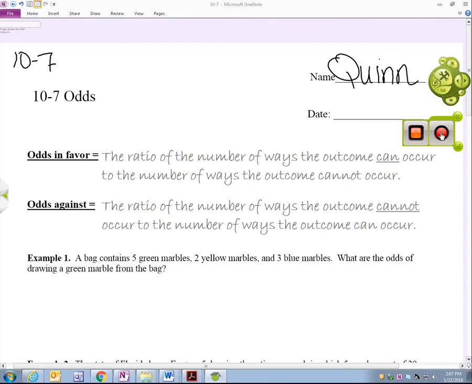A dot or a slash? You're thinking of the colon, possibly? Yes. It's the word "to." The word "to." Okay, so 5 to 3. All right.